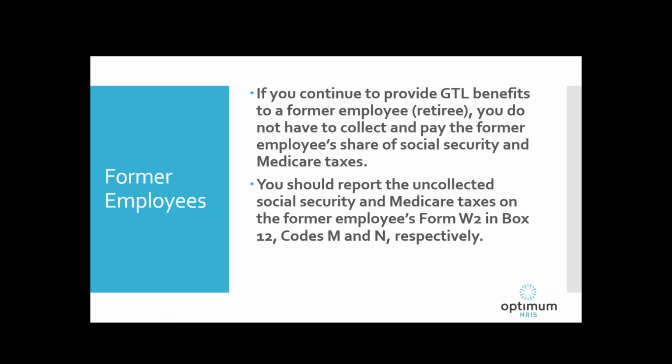Former employees can be handled just a little bit differently. For example, if you continue to pay retirees and you continue to furnish the group term life benefit, you do not have to withhold and pay over their share of Social Security and Medicare taxes. However, you should report these taxes as uncollected on the former employee's W-2 in box 12 with codes M and N respectively as uncollected Social Security and Medicare taxes.